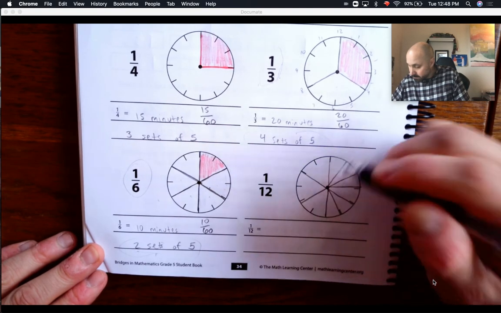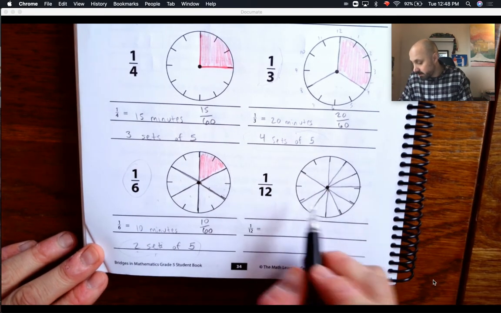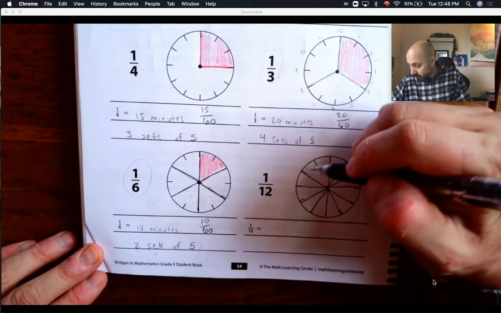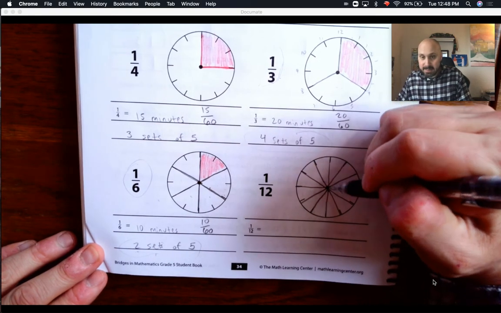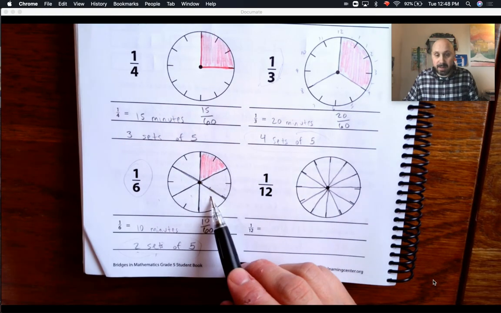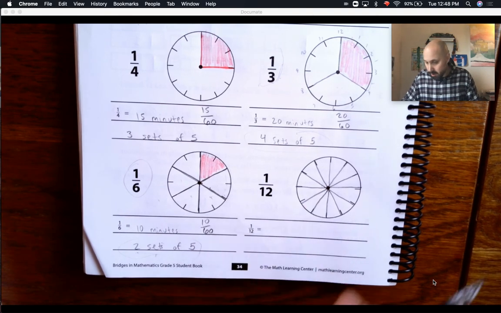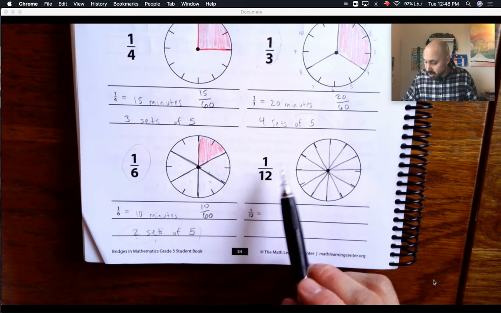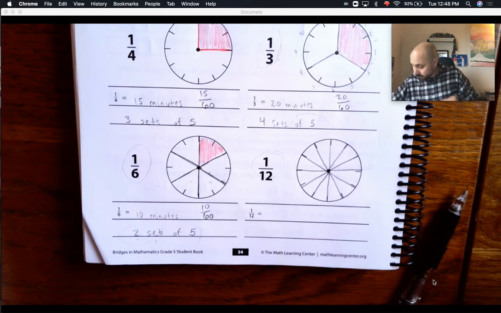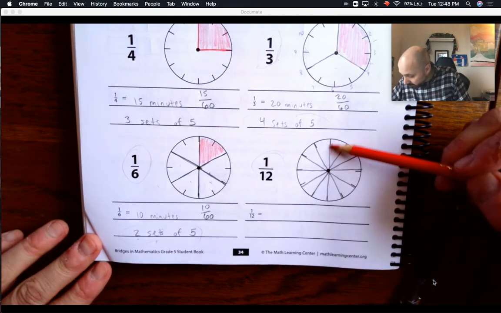Because remember, first we did thirds. And we cut those in half to make sixths. And then we cut the 6 in half to make twelfths. Pretty cool, huh? Okay, so it's asking us to shade in 1/12. So I'm just going to do this one right up here. It's the first one.